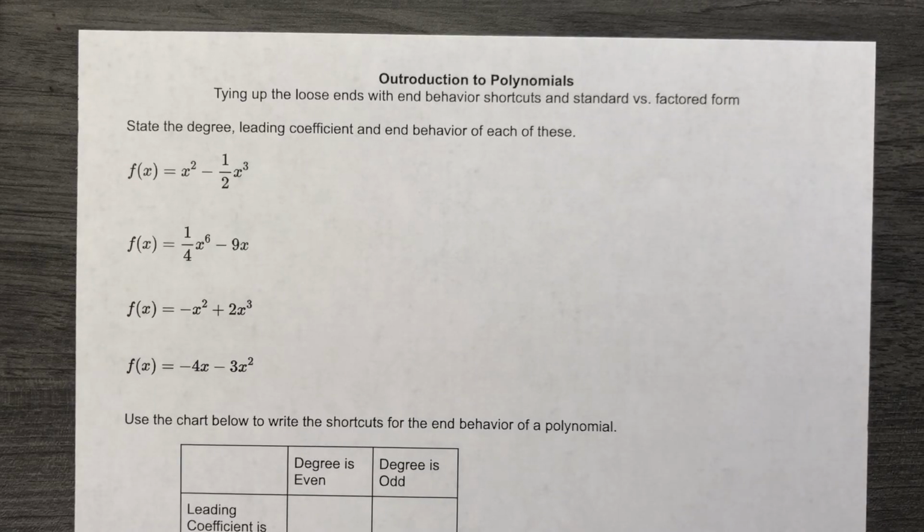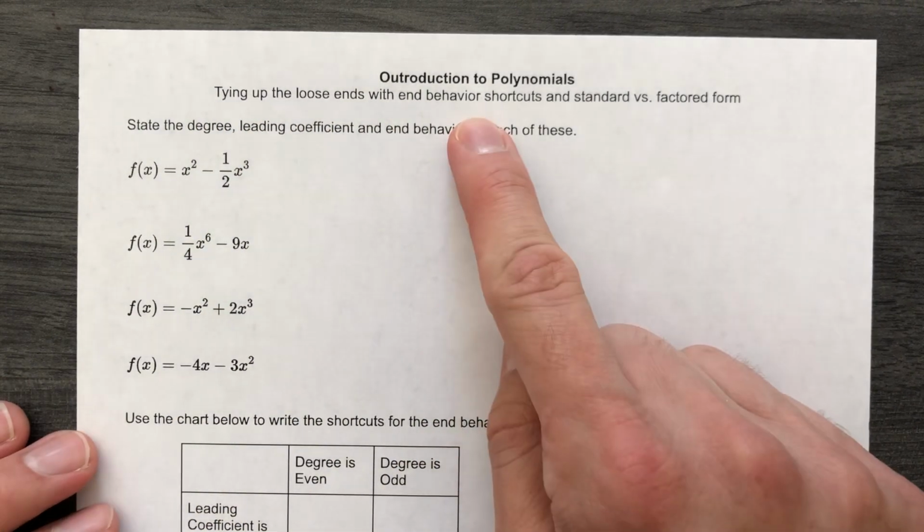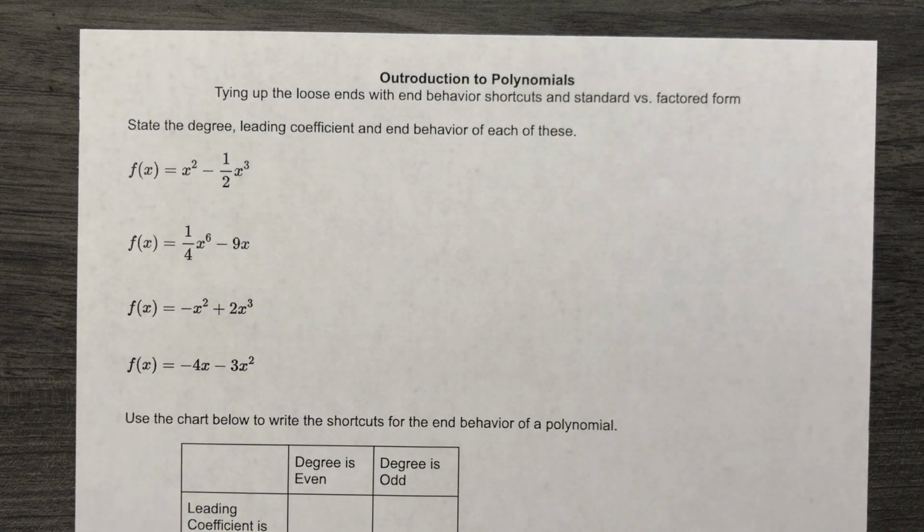Let's tie up some loose ends with polynomials. Just like it says. Okay, end behavior shortcuts and standard form versus factored form. We're going to start with the end behavior shortcuts, and here we go.